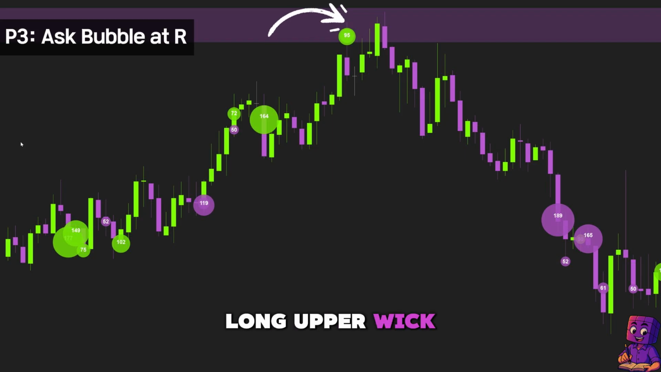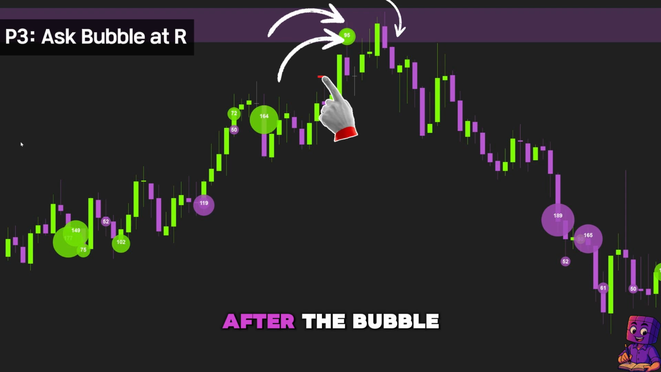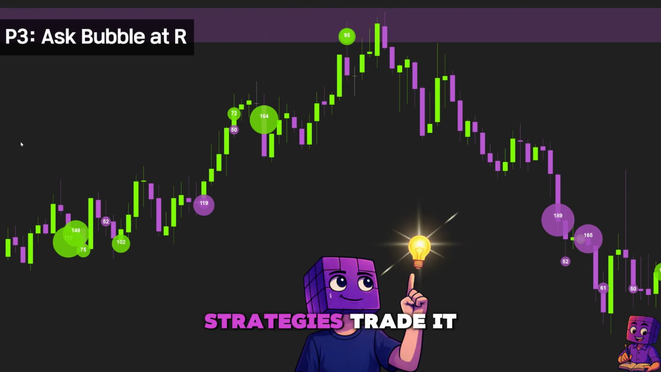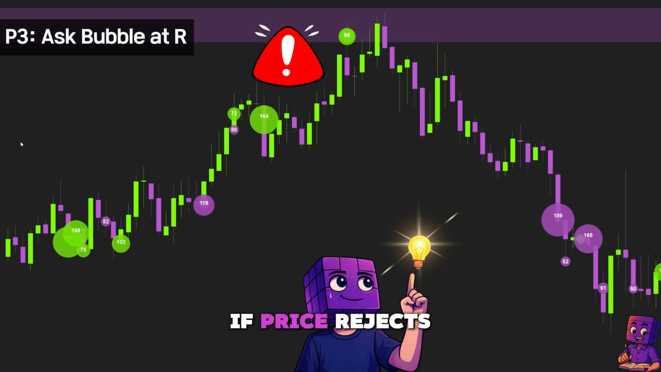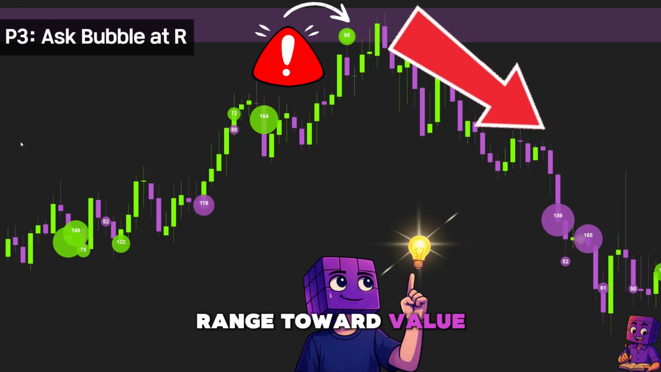Long upper wick showing rejection. Big bubble on the top of the candle. Candle closes below the bubble. No follow through after the bubble. Immediate rejection candle. How do most strategies trade it? They treat it as a caution signal for longs. If price rejects, it can become a short idea back into the range, toward value.